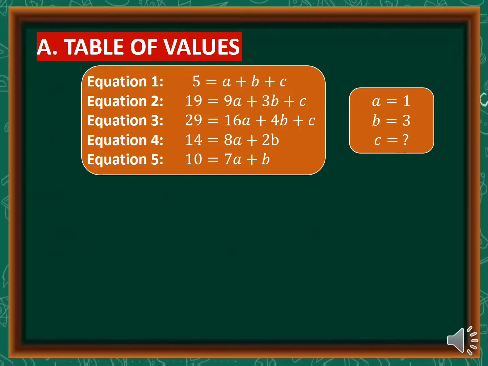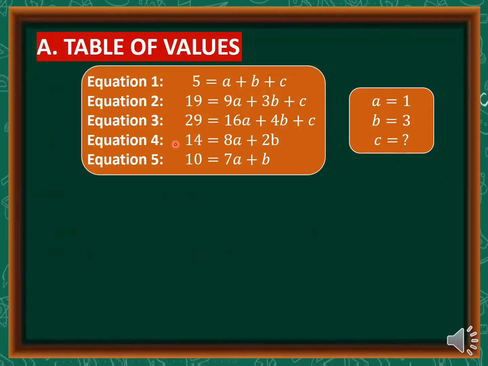Another. For the last variable, letter C. Paano natin siya makukuha? Meron na tayong value ng A. Ang A natin is 1. Ang B natin ay 3. Paano naman ang C? Magagamit pa ba natin ang equation 4 and 5? Okay, hindi na po kasi wala naman dito si C na hinahanap natin. So, you will choose only from equation 1 to equation number 3.